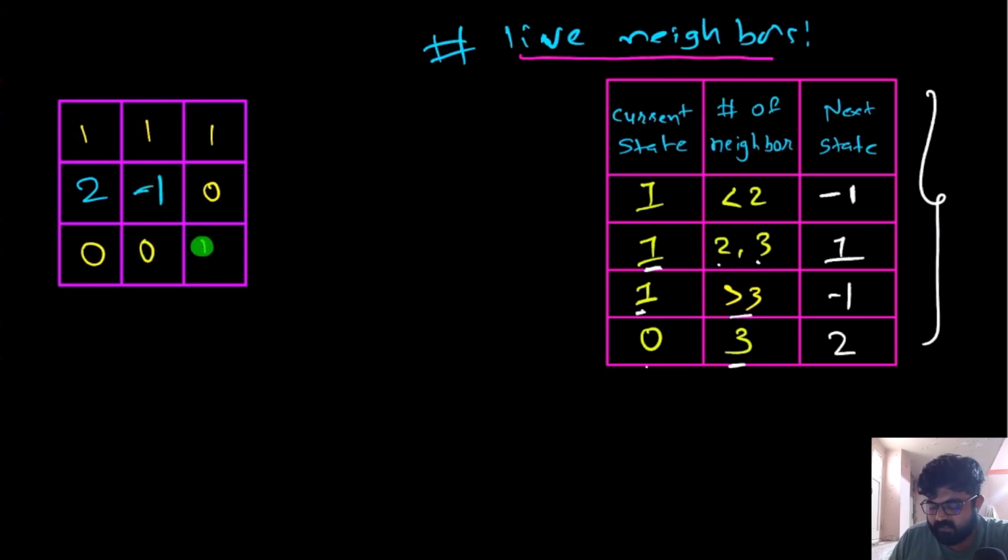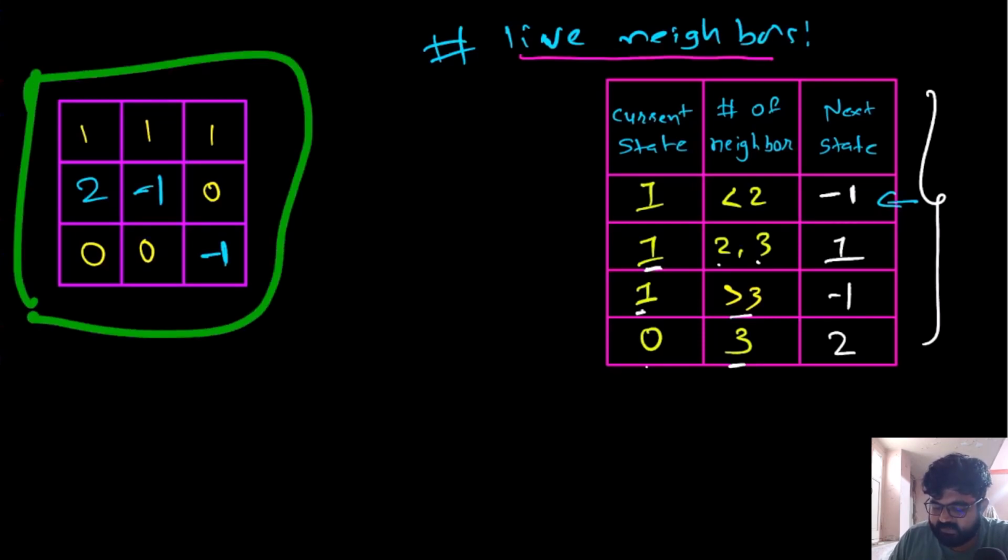And for this particular one, how many live neighbors does it have? It only has 1 live neighbor, which was this value -1. So this is going to turn out to value 0. But rather than turning it to value 0, we are going to turn it to -1. And this is going to be the next state.